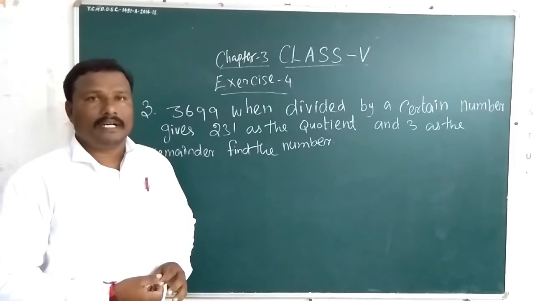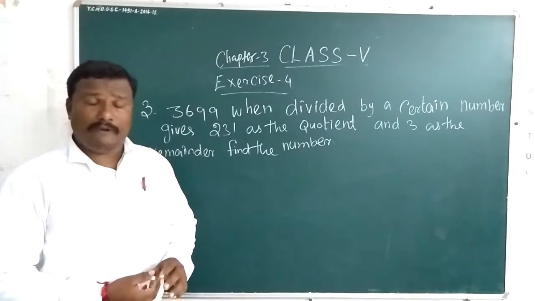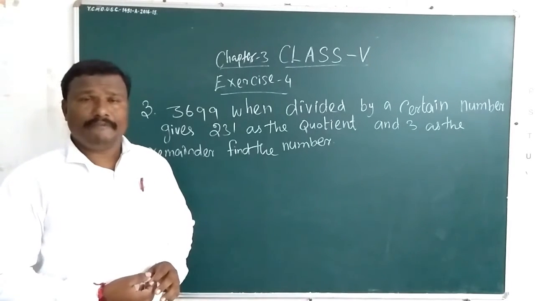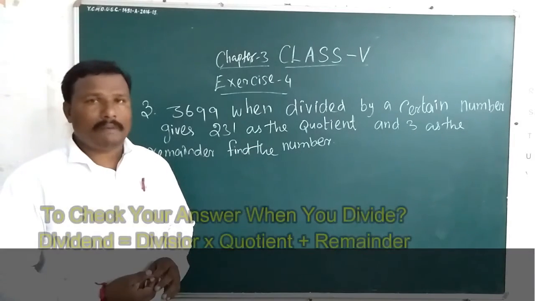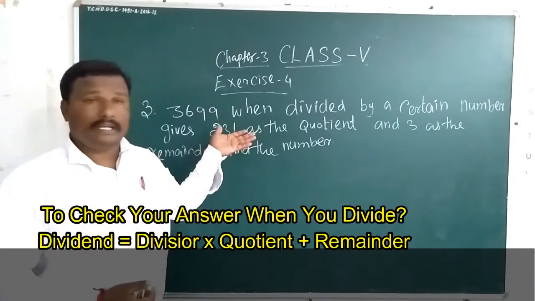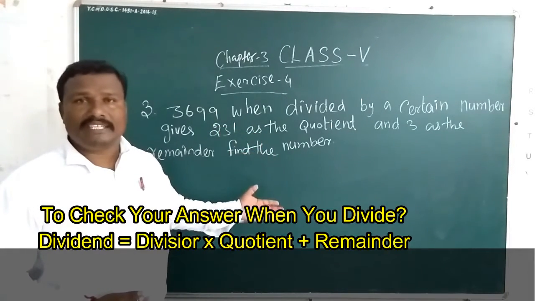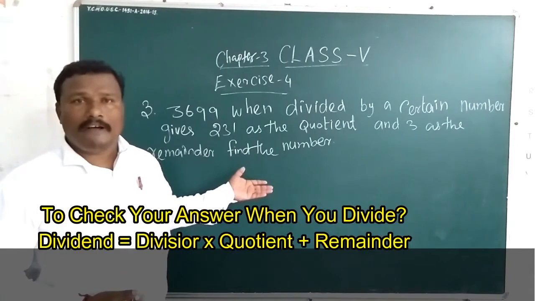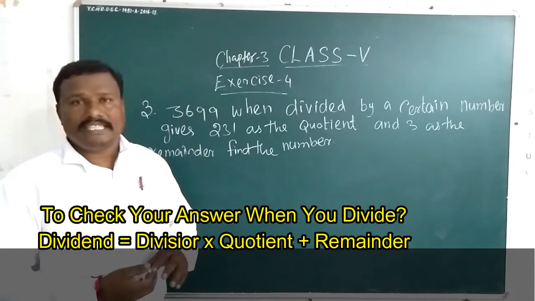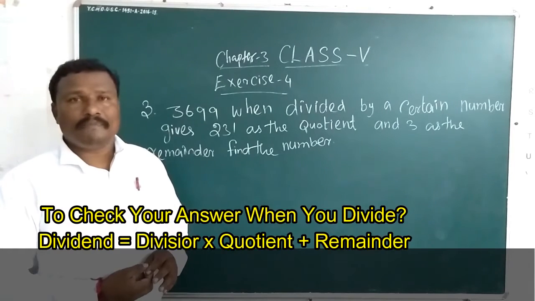Okay students, when we divide a number, we know how to divide a number. We know that some formulas also. If we want to check our answer is correct or not, we have a formula. If you have any dividend, divisor, then you will find the quotient and remainder. So that time you will use a formula. Dividend is equal to divisor multiplied by quotient plus remainder. That is a formula. So you will check your answer is correct or not.